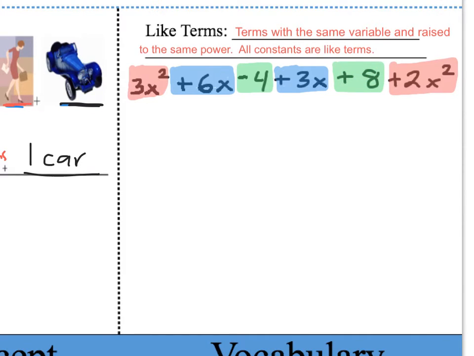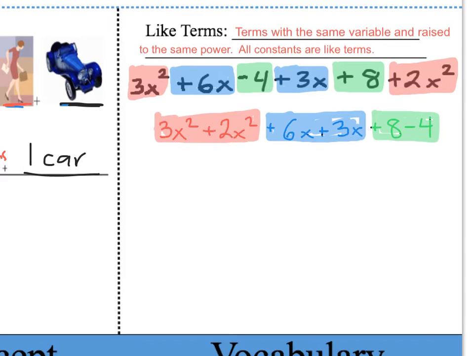Now using the commutative property of addition, I can switch these items around to look like this. Notice now all the reds are together, all the blues are together, and all the greens are together. Let's use these key concepts to discuss the following examples.